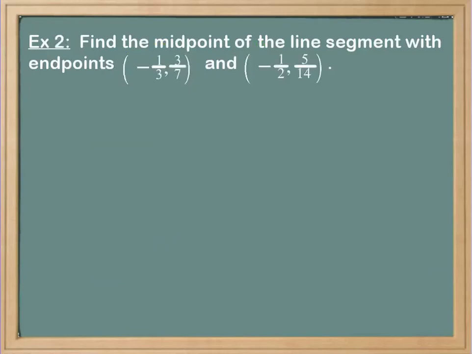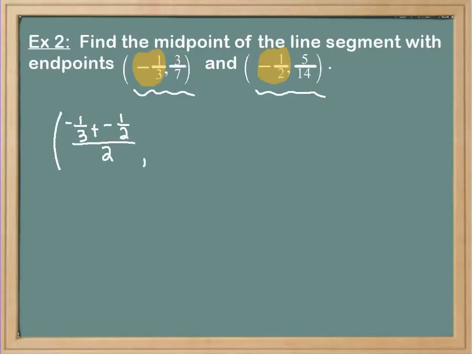All right, last example for the day. Same idea. We're going to find the midpoint, but now we've got 2 ugly endpoints. To find the midpoint, I'm going to add my x's and divide by 2. So my x coordinates in this problem were -1/3 and -1/2. So I'm going to do -1/3 plus -1/2 all over 2.